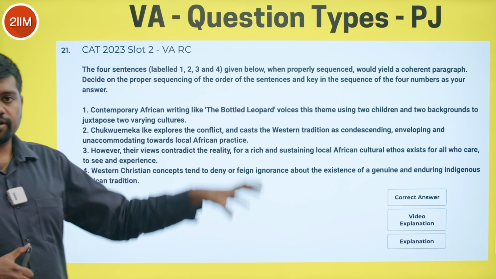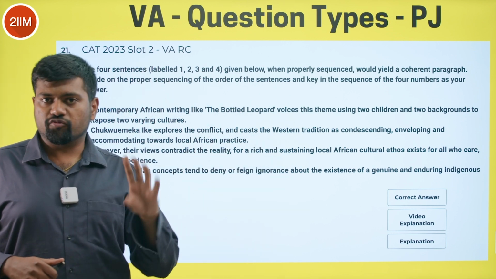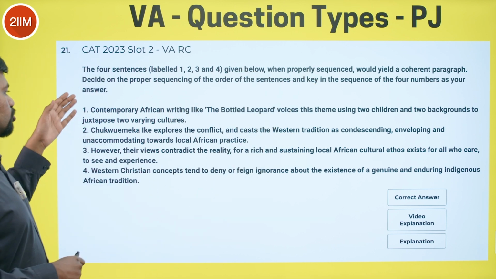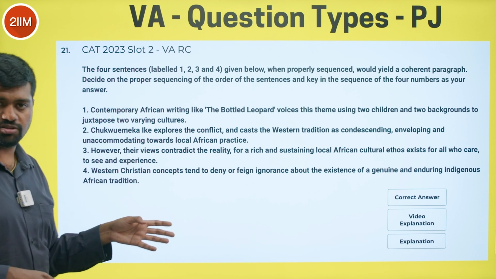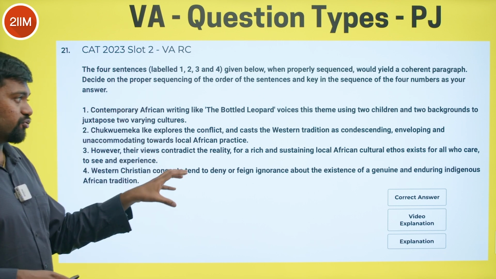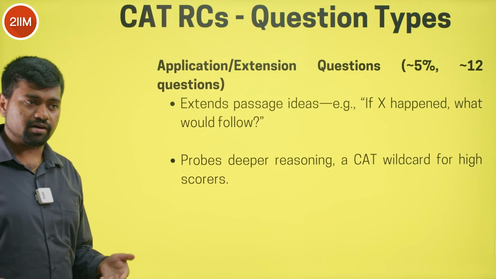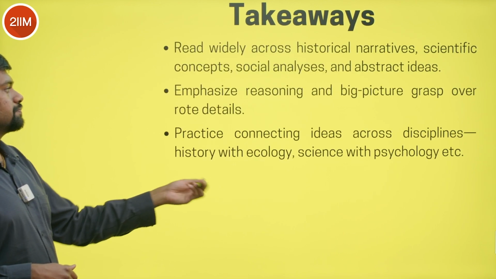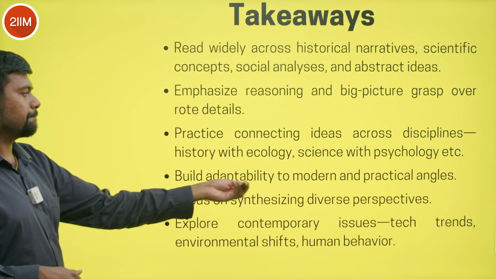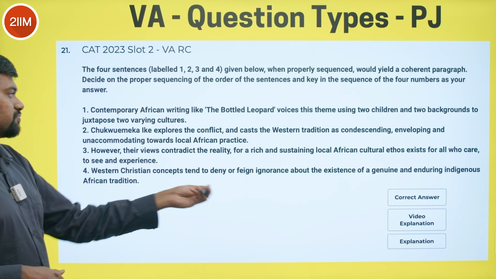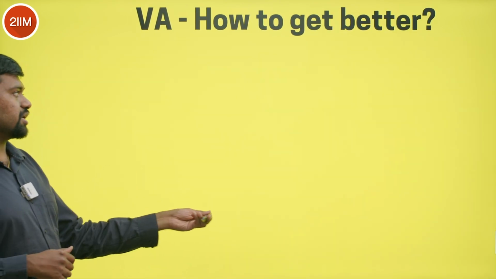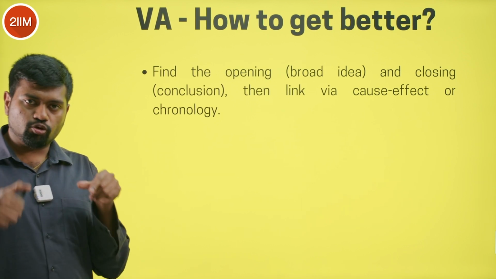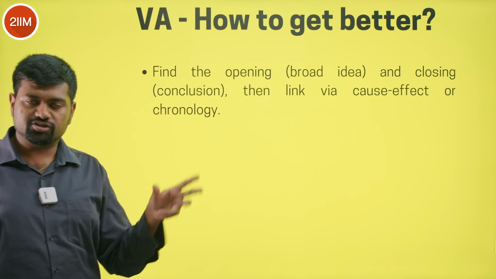Okay. Now we come to verbal ability questions, 4 types. So PJ stands for para jumbles. Okay. So you could be given a bunch of sentences, and you have to rearrange these into a coherent paragraph. Now, the key skills that you need to do this is you should be able to understand that more often than not, the opening is very general. So look for a general statement.